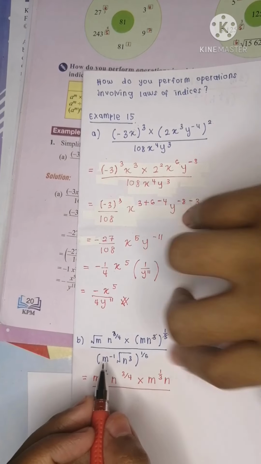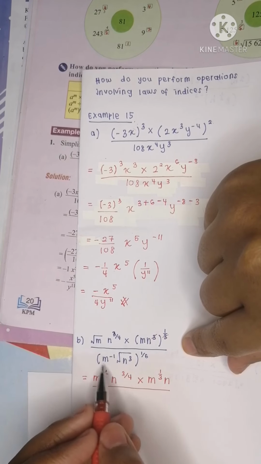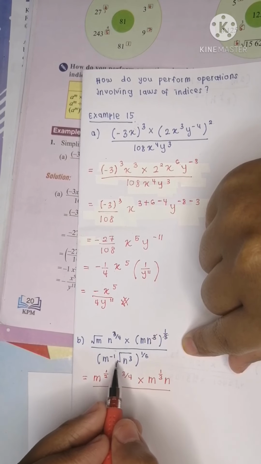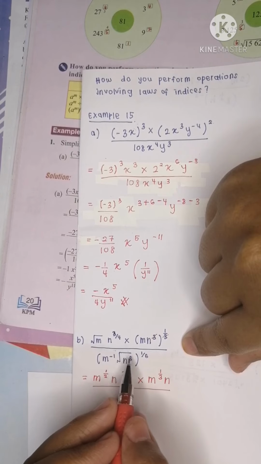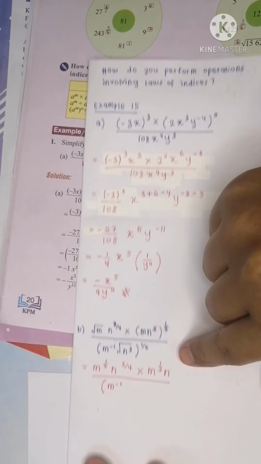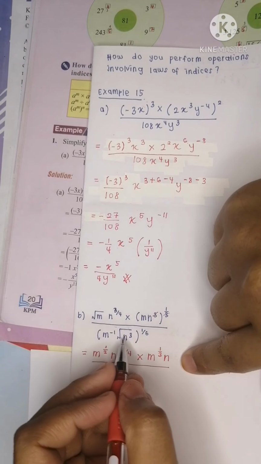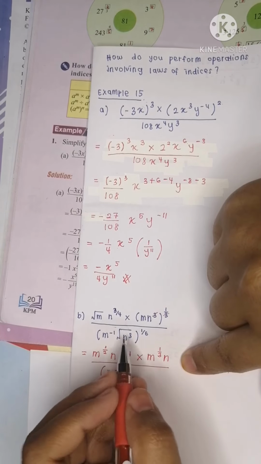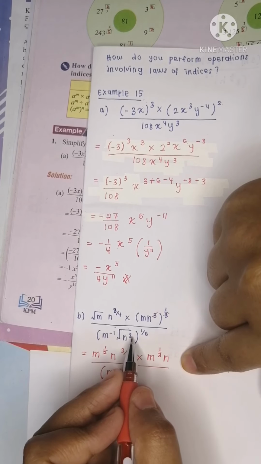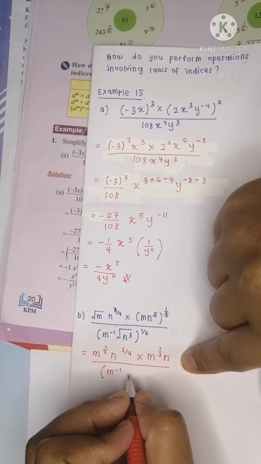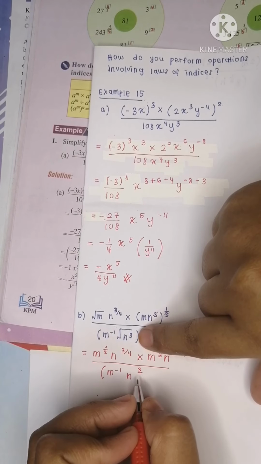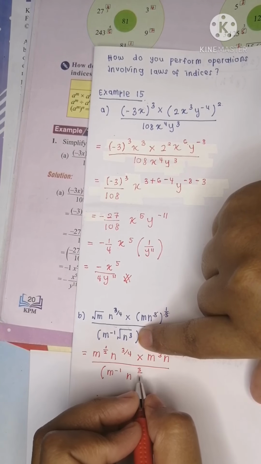In the denominator you need to solve the bracket first. This one is already in the form of a number, so this is the root here, right? You need to change it into a number. So m to the power of negative 1, and then n to the power of 3, so it will become, remember this one root, the position is in the denominator and then the power in the numerator, so n to the 3 over 2.